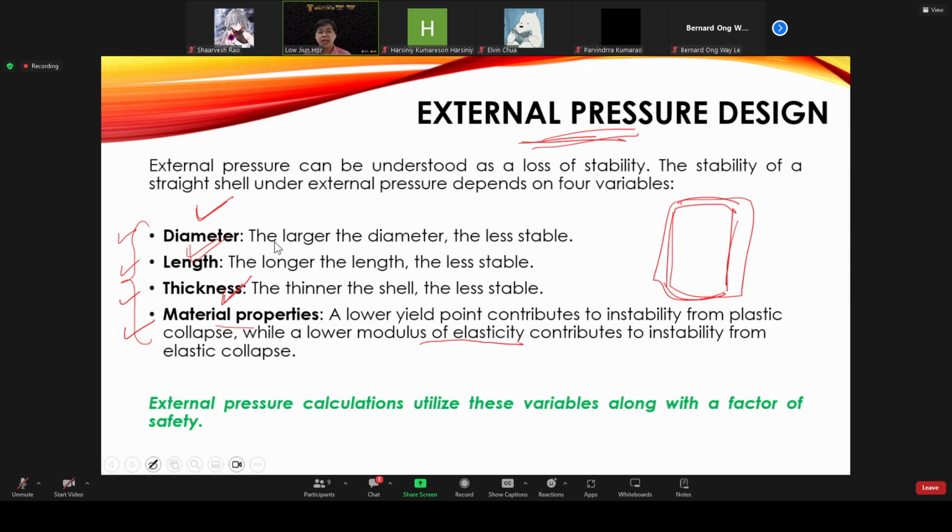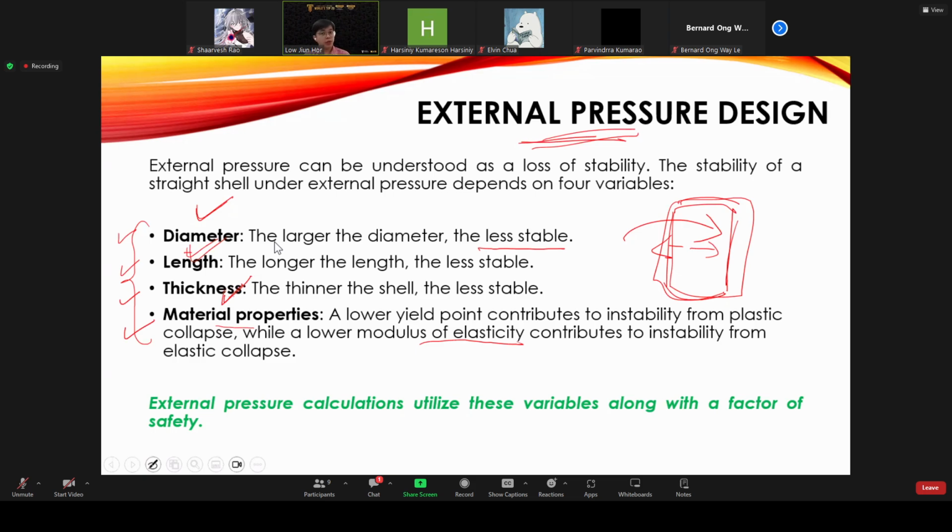And normally, the larger the diameter of the pressure vessel, the less stable is the pressure vessel. In other words, if we want to increase the stability of the pressure vessel, we need to try to minimize the diameter of the pressure vessel.